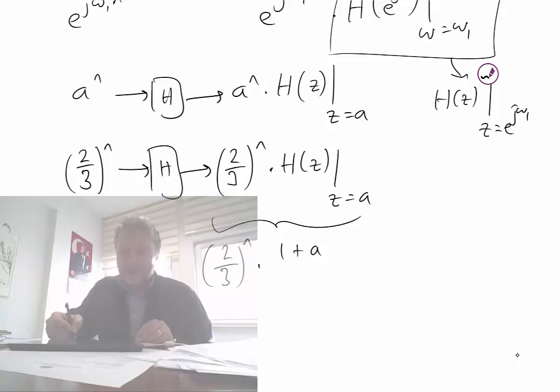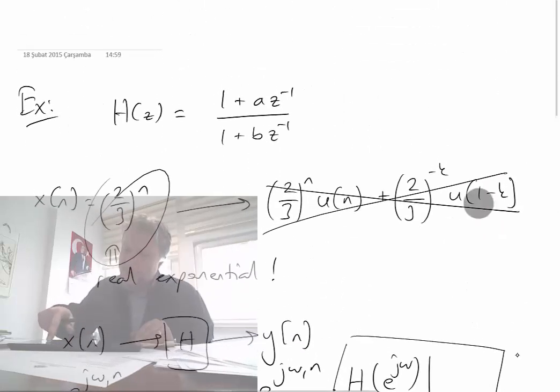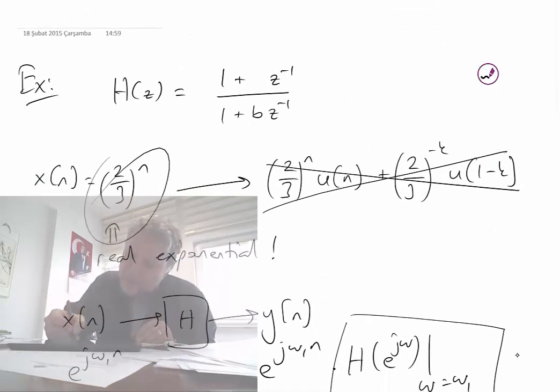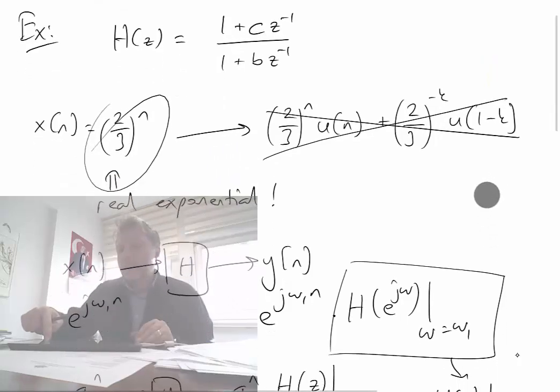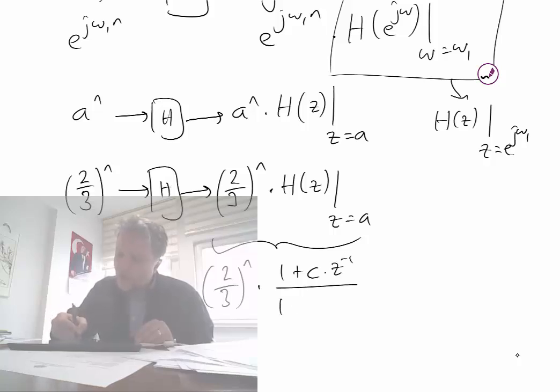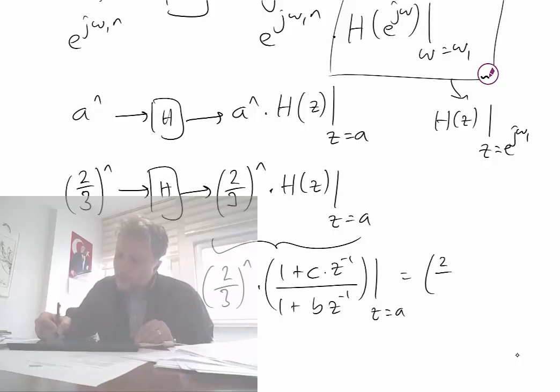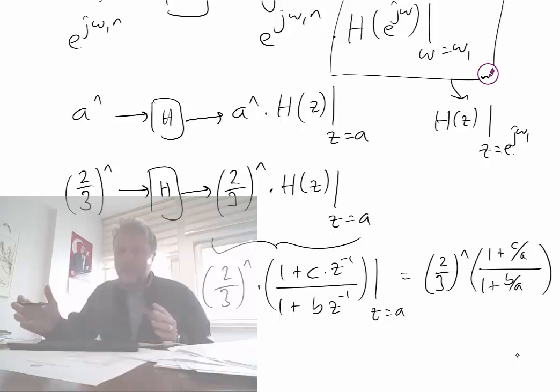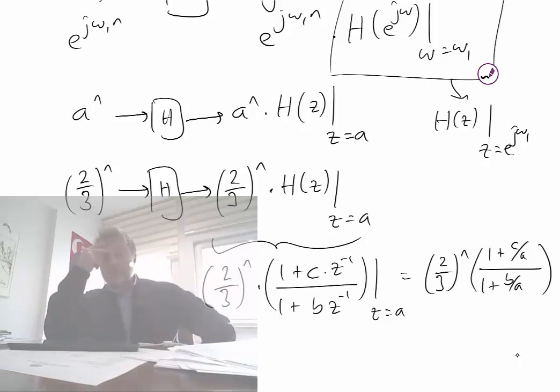Sorry about this confusion. This parameter a is different, so let me put another thing here. Let's make it different. C, let's call it. So this is 1 plus c times z inverse over 1 plus b times z inverse, evaluated at z is equal to a, and that would make 2 over 3 to the power n, 1 plus c over a over 1 plus b over a. Simple. That's it.